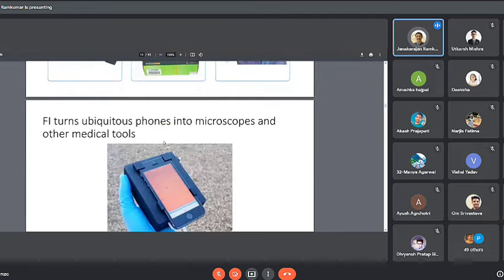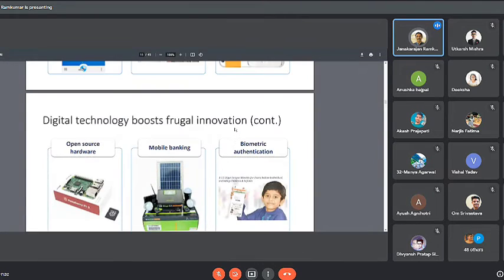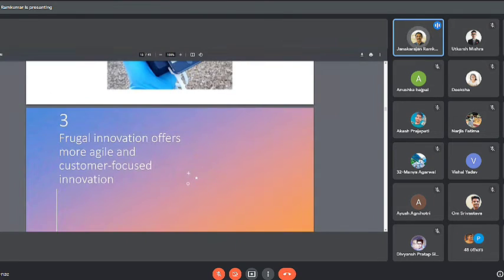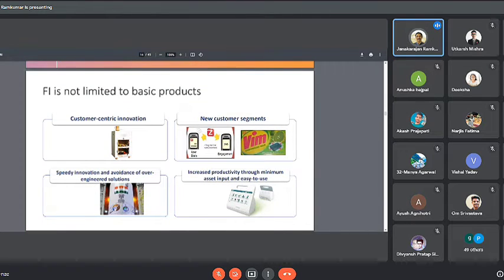So this is what it is. And if you are trying to look at frugal, this is frugal: turning the ubiquitous phone into a microscope for other medical applications. Using a smartphone for operation, using a smartphone for microscopic analysis, pathological lab analysis. This is again a frugal innovation, trying to convert one material for multiple things. So you use the same big camera. This is where digital technologies boost frugal innovation to a large extent. Frugal innovation offers more agile and customer-focused innovation. You can see here, this is customer-centric innovation.